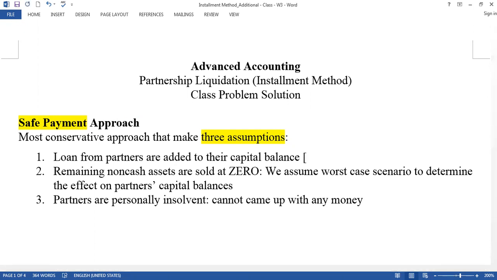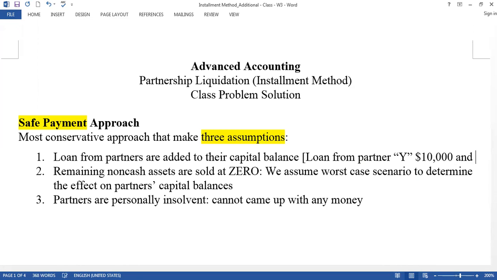I told you that, for example, we have a loan from our partner Y. This loan is our liability, right? We are liable to pay this money. For example, the loan from partner Y is something like $10,000.